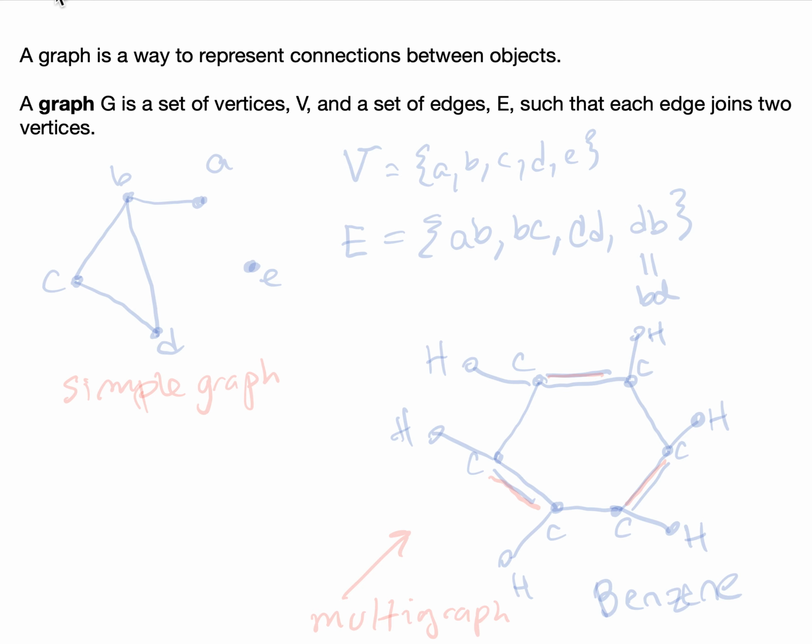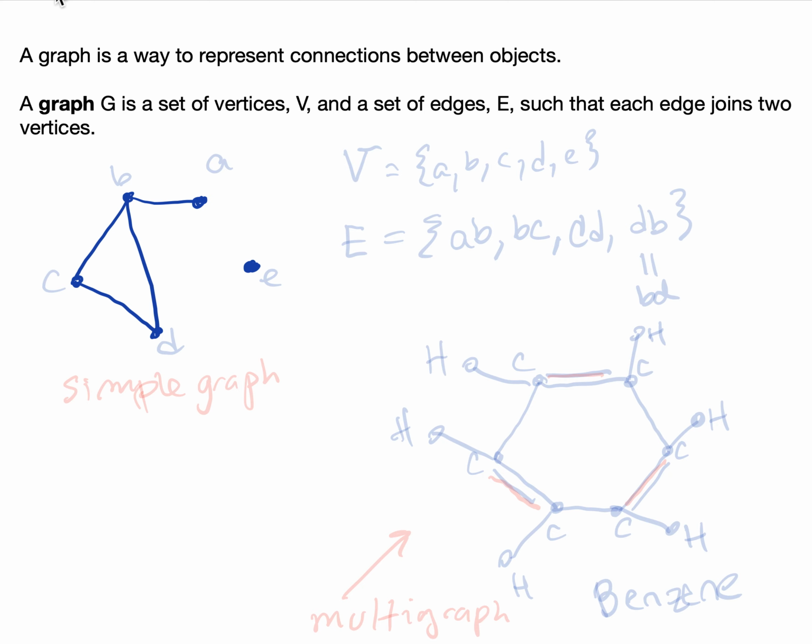Vertices are represented by points. Computer scientists sometimes call vertices nodes. Vertices are represented by points, and edges are represented by line segments between those points. These two vertices are joined by an edge, and I'm just going to leave this vertex by itself. It's not joined by any edges.